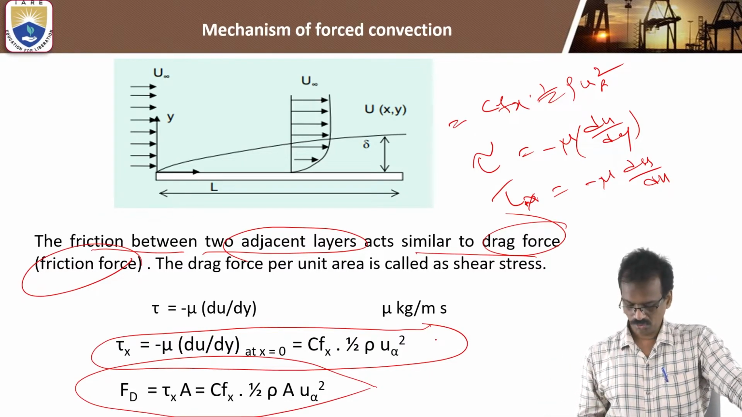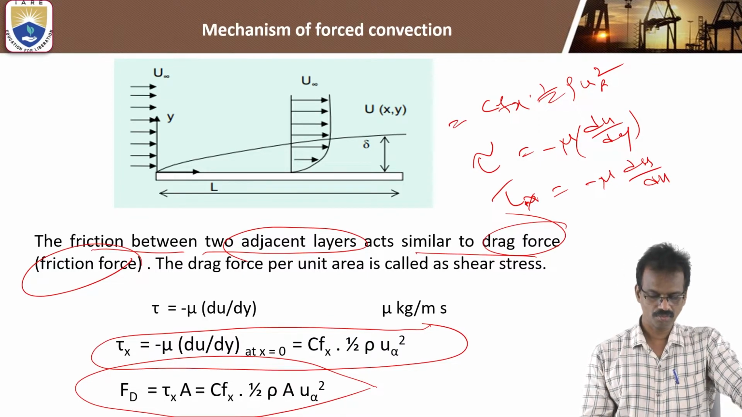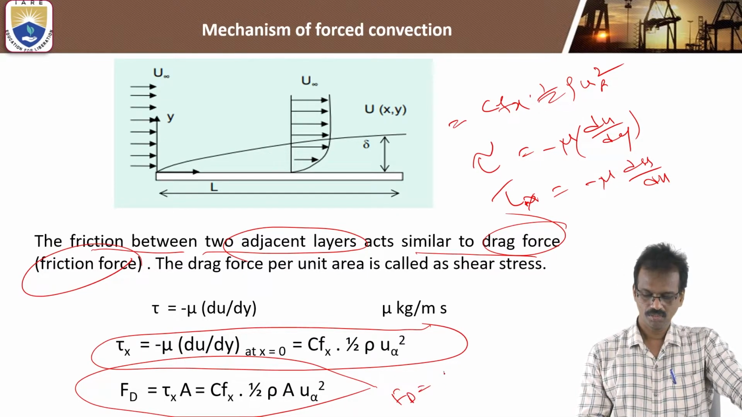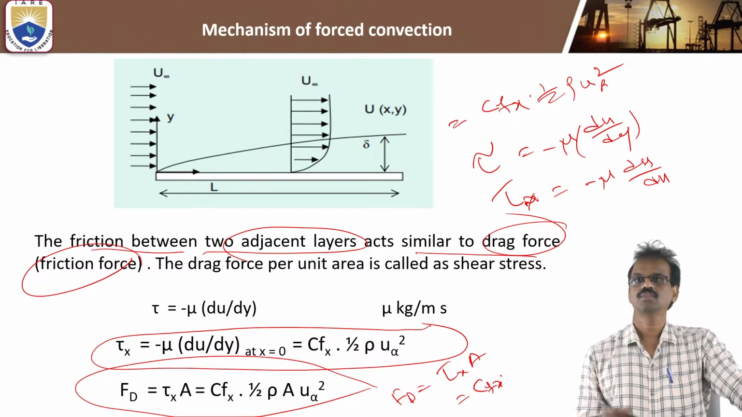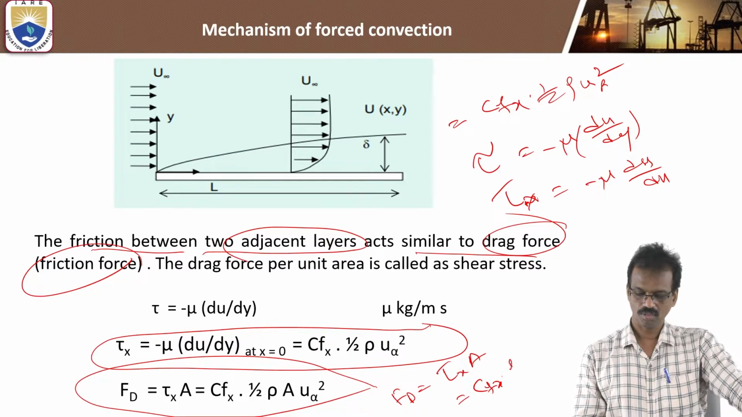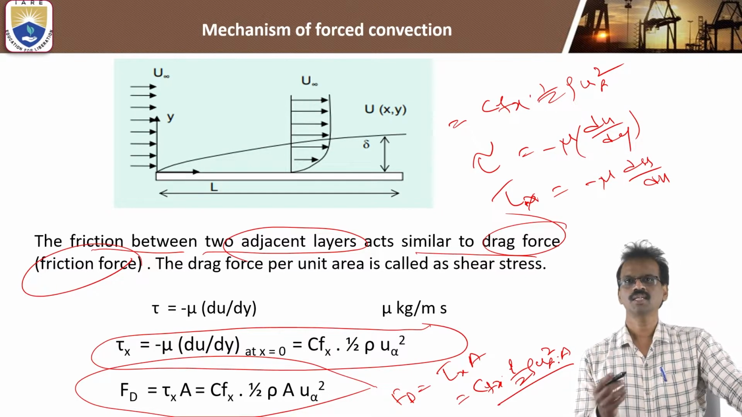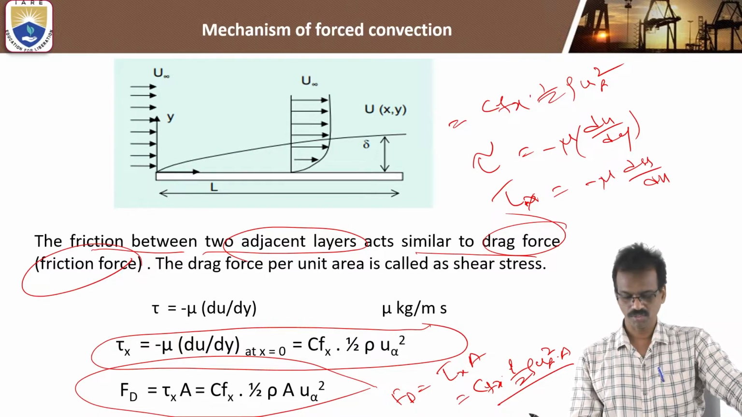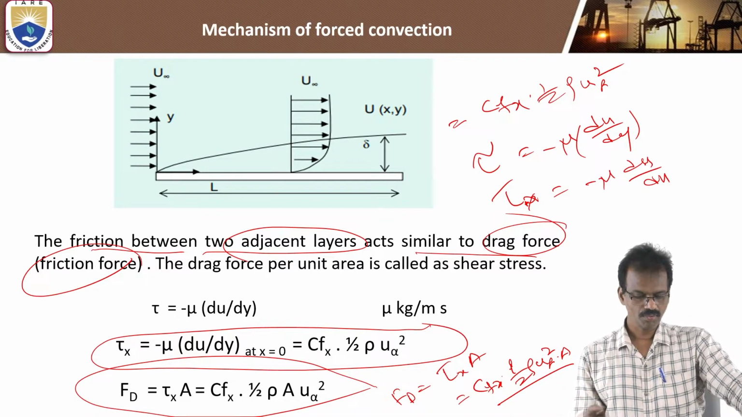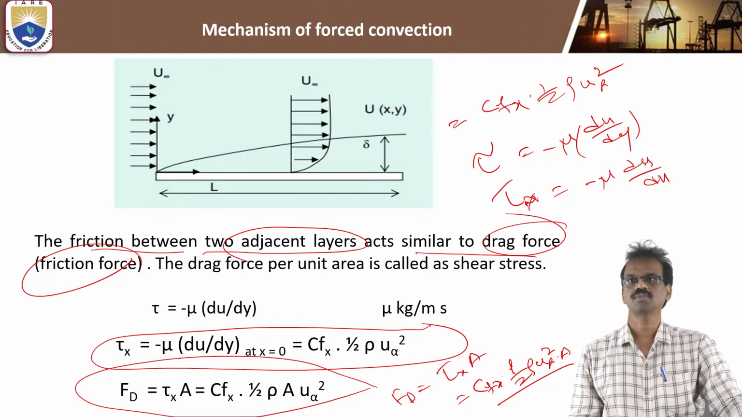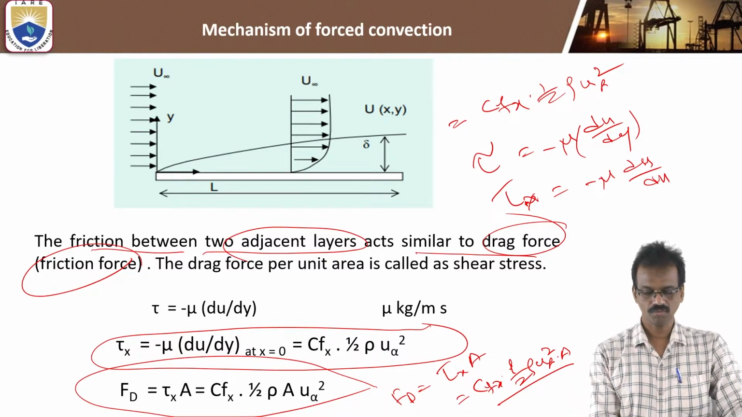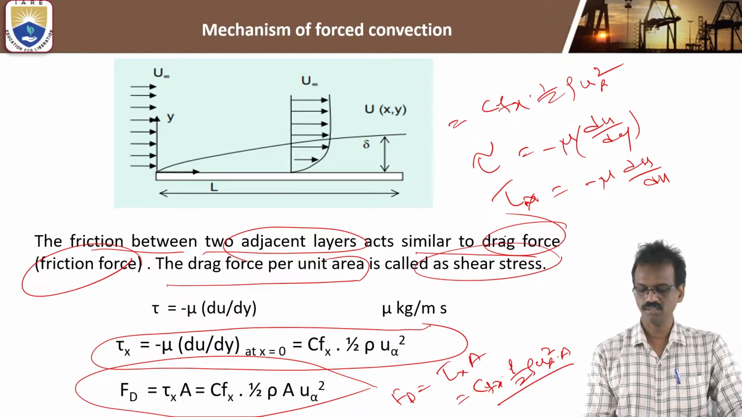The drag force is equal to shear stress into the area of the solid surface. So Fd is equal to tau x into A, which is equal to Cfx, the drag force coefficient, into half rho u alpha square into area. You have to remember this formula, because in some questions you have to find the drag force. The drag force per unit area is called the shear stress.